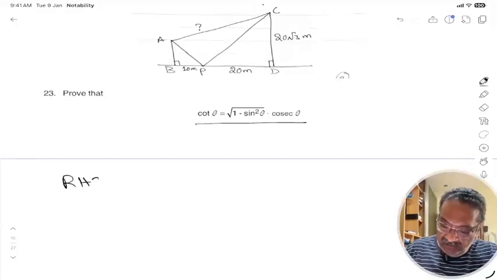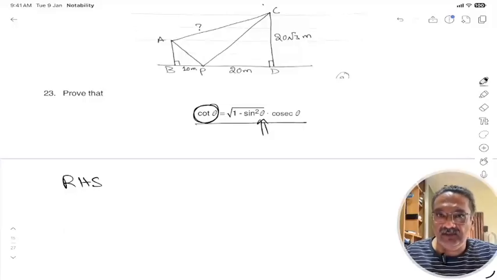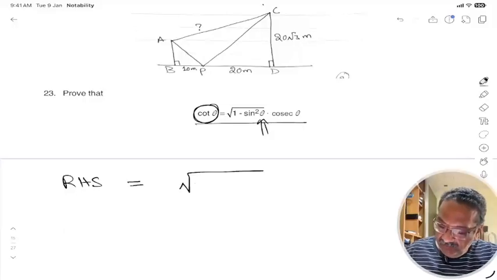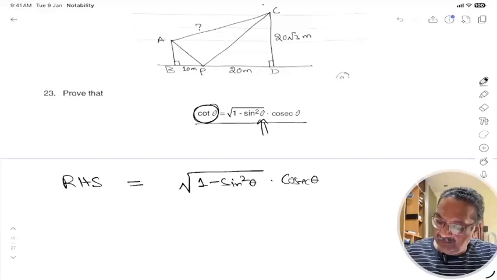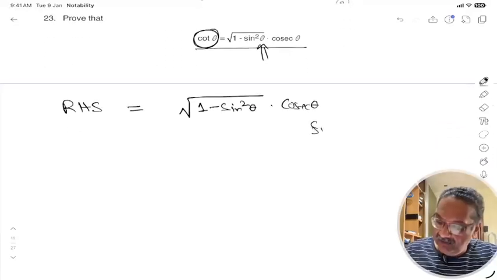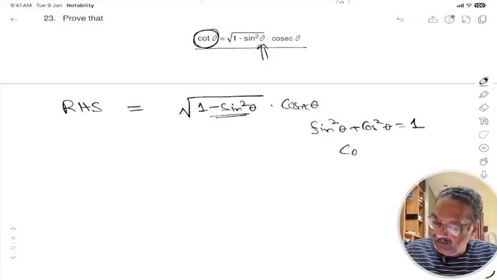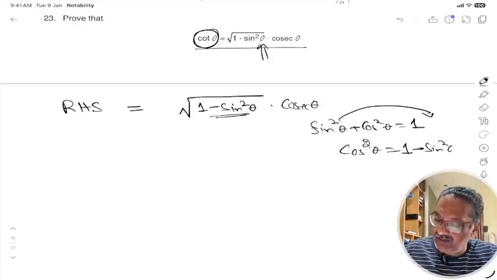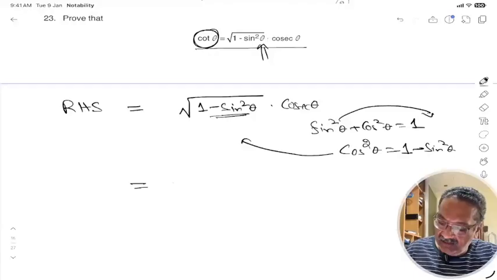Now what I will do is I will take the right hand side, because the left hand side has only one term, so solving that will be difficult. So let me take the right hand side. Right hand side is equal to square root of 1 minus sin square theta into cosecant theta. We know the identity sin square theta plus cos square theta is equal to 1. I have 1 minus sin square here. So cos square theta is equal to 1 minus sin square theta. This I will substitute here. So RHS becomes square root of cos square theta into cosecant theta, right?